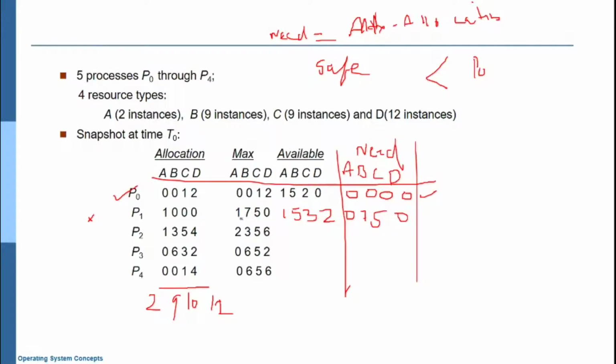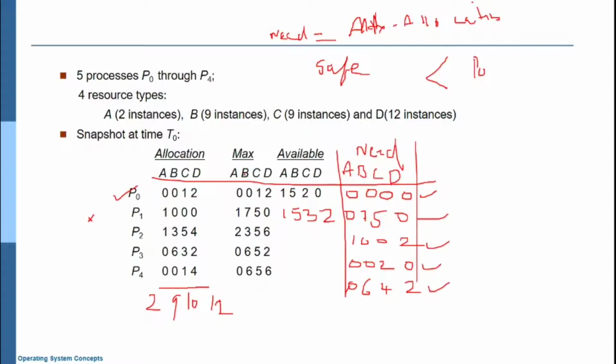7 minus 0, 7. 5 minus 0, it is 5. 0 minus 0, it is 0. Next 2 minus 1, it is 1. 3 minus 3, it is 0. 5 minus 5, it is 0. And 6 minus 4, it is 2. 0 minus 0, it is 0. 6 minus 6, it is 0. 5 minus 3, it is 2. 2 minus 2, it is 0. Next 0 minus 0, it is 0. 6 minus 0, it is 6. 5 minus 1, it is 4. 6 minus 4, it is 2.